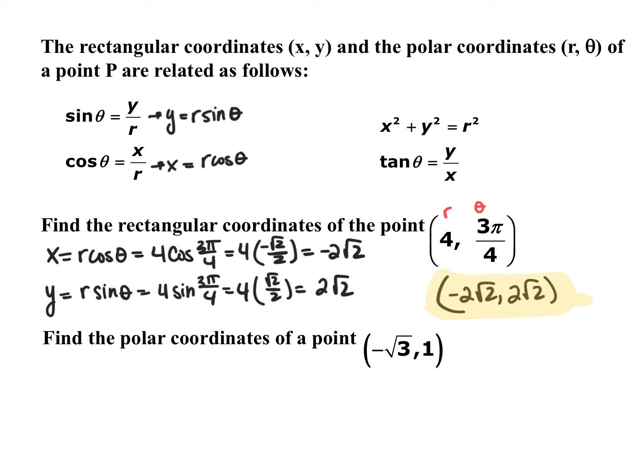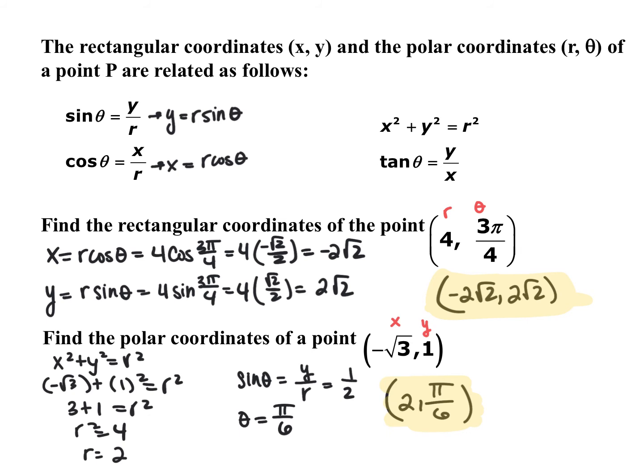So now we want to go the other direction. So now we have xy coordinates, and we want to find the polar coordinates r theta. So go ahead and pause the video and do that. So the first thing I did was I found the radius first, just using that x squared plus y squared was r squared. So x was negative root 3, y was 1, and so I end up with negative root 3 quantity squared plus 1 squared is equal to r squared.